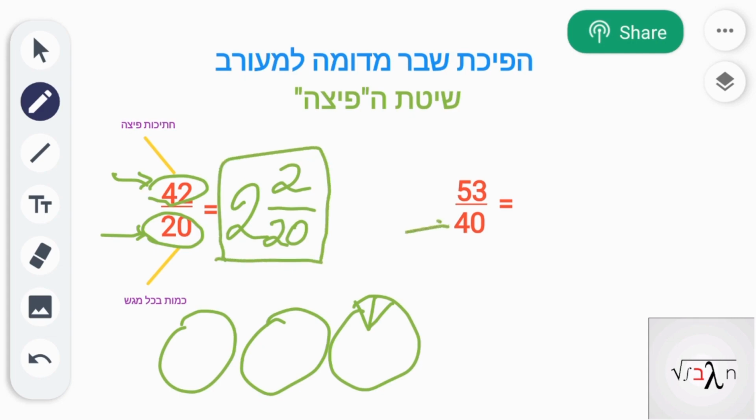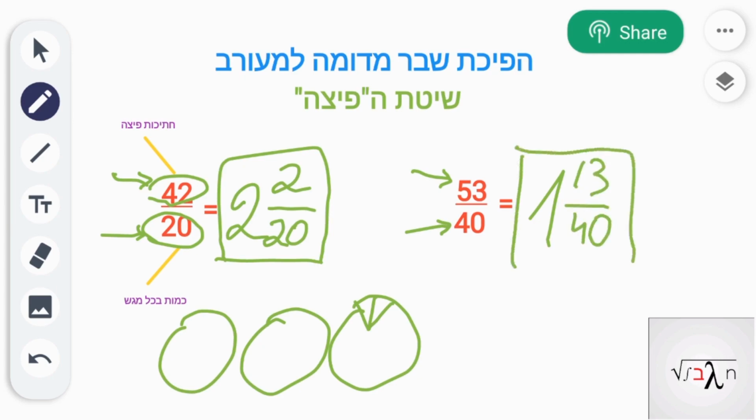Let's have a look at the next example. 53/40. The denominator tells me how many slices are in one tray, but I have 53 slices. How many trays would I have if every tray contains 40 slices? Only one tray. And how many slices are left? 13 slices are left, out of the 40 slices that are in a full tray. And that's the mixed number.